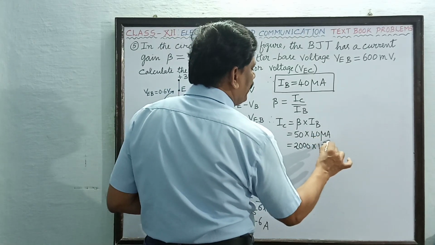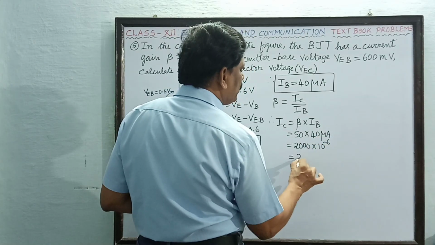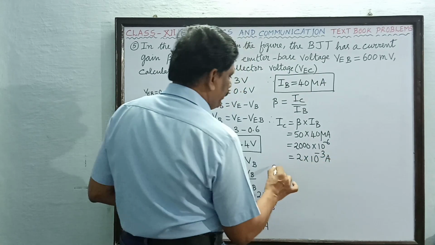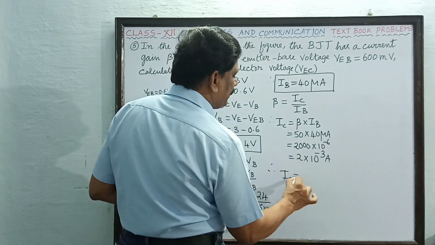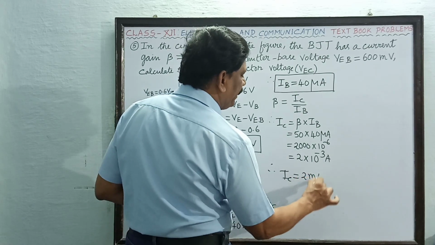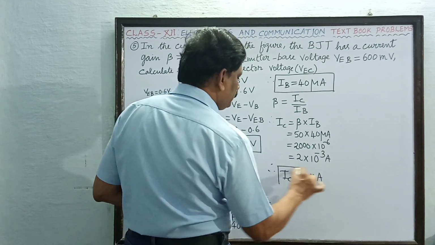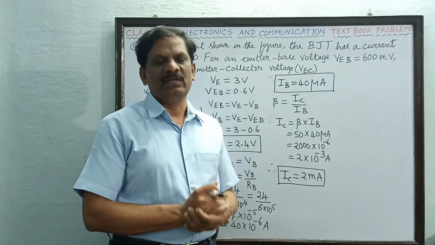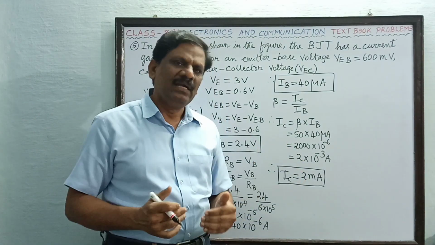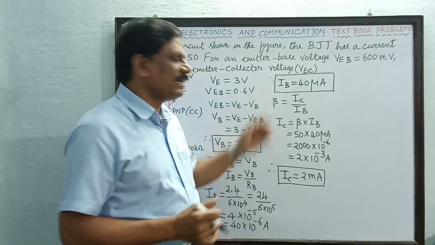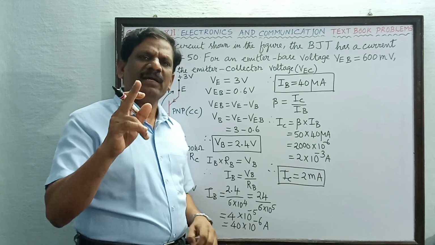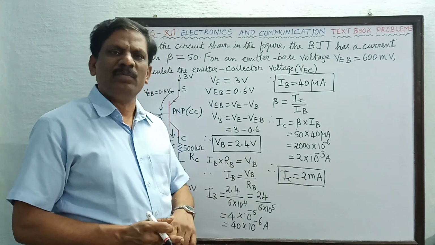So this is 10 power minus 6. So this is also equal to 2 into 10 power minus 3 ampere. Therefore the collector current is now equal to 2 milliampere. So this is the third step of this problem. Systematically we have to determine the base current, then the collector current. Okay children, now collector current we have found as 2 milliampere.